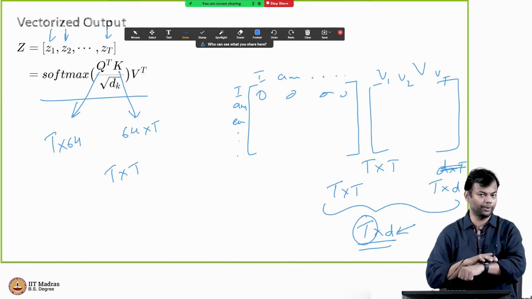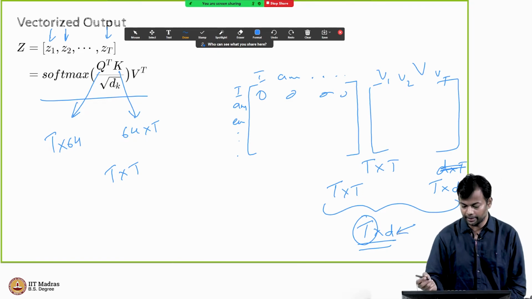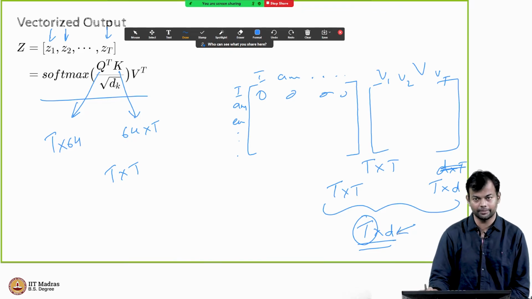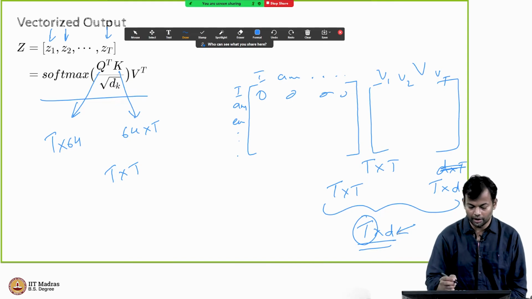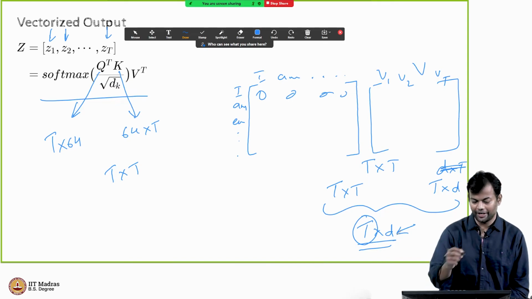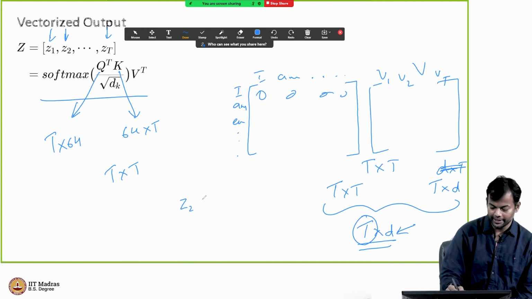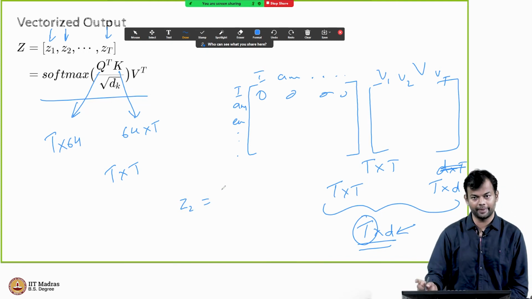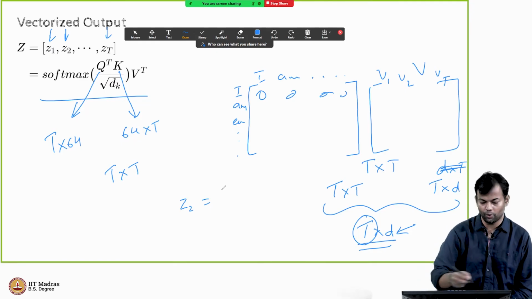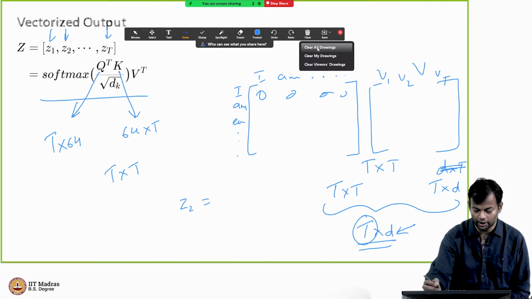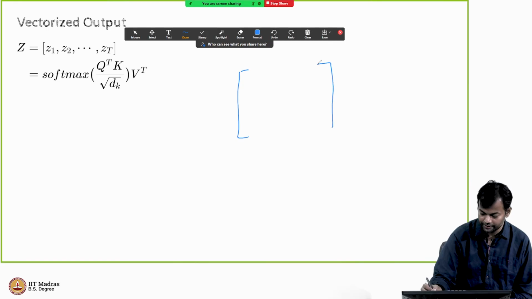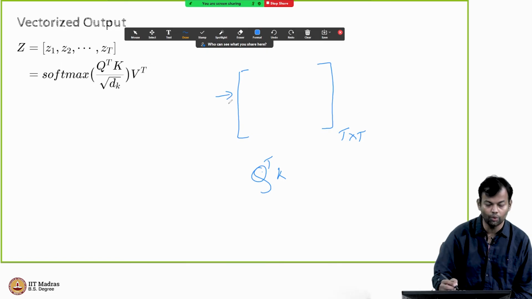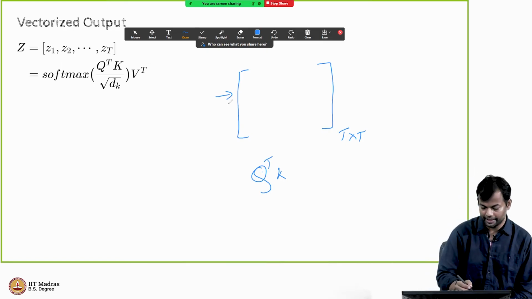So you can do the entire computation in parallel, and you can go and check this back. What I would like to show is that Z2 is indeed, if you do this large matrix multiplication, Z2 indeed comes out to be the same as what we had seen in the figure, right? So let's try to do that. I'll just start from scratch. So I had this T cross T matrix, which was Q transpose K. So if I look at the second row of this matrix, let's see what is happening here.